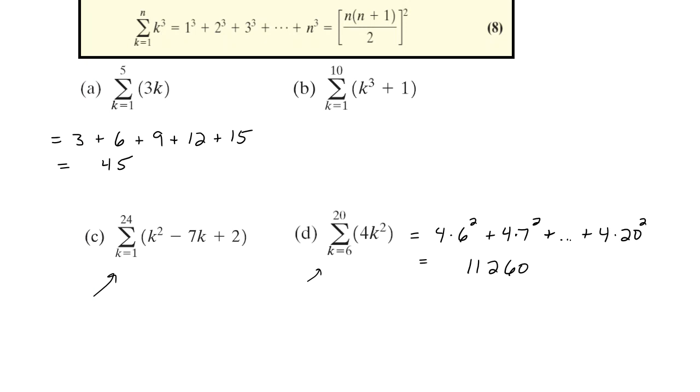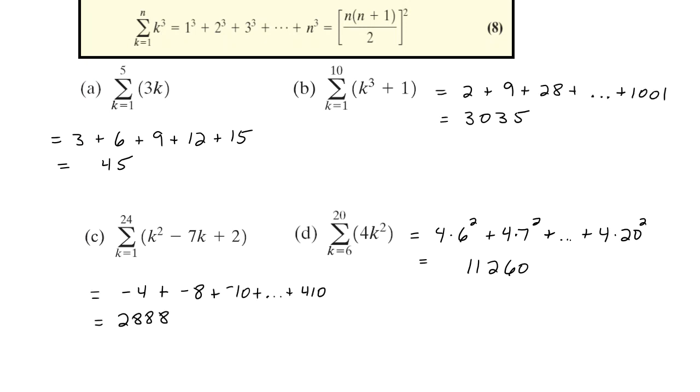If you want to try B and C with your calculator, go ahead and pause the video and do that, and when you unpause it, you will see those answers. So I wrote out the first few terms. That's always good practice. It's not necessary if you're using your calculator, but the first few terms of B and then my sum, 3,035. And the first few terms of C with my last term, you'll notice that the terms start off negative, but they will become positive at some point when the k squared starts outweighing the minus 7k, and we'll end up with a positive sum.